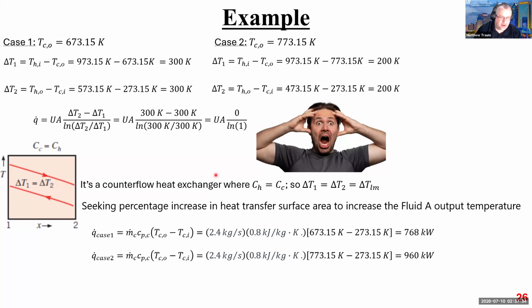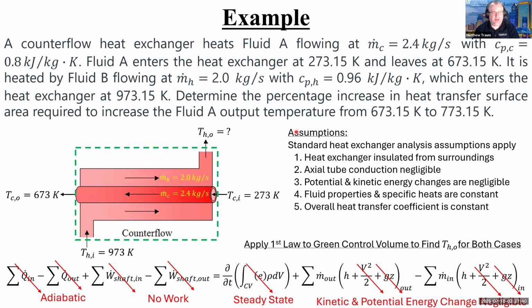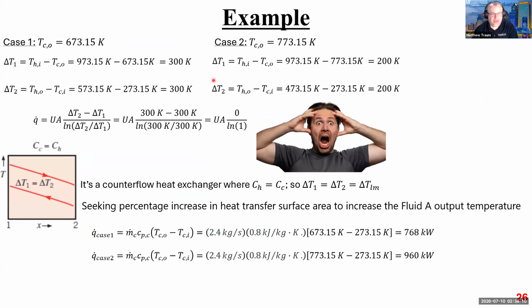This is a counterflow heat exchanger where C sub H is equal to C sub C. And you can actually see that. I didn't do it, but if you multiply the values together, 2.4 kilograms per second multiplied by 0.8 is the same value as 2.0 multiplied by 0.96. The book specifically chose these numbers so that they would match up and give us the same capital C sub H and capital C sub C, which is now this situation, where I've got capital C equal to capital C_H.